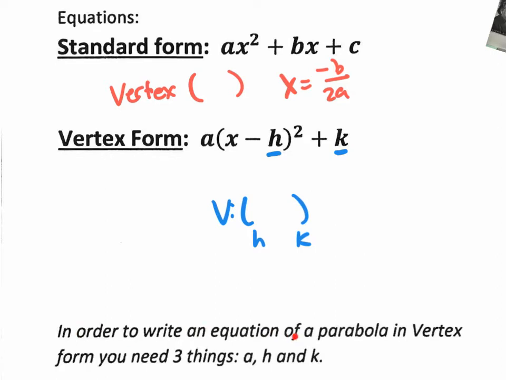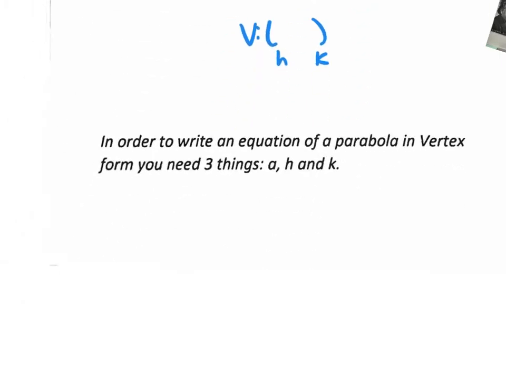Check this truth out. In order to write an equation of a parabola in vertex form, you need 3 things. You need the a, the h, and the k. Obviously, you need the a value. That'll be the number that's out in front. You need the h value that's inside the parentheses that's being subtracted from x, and the k value, the number that's being added or subtracted at the very end. If you have your a, your h, and your k, it's really easy to write an equation in vertex form.